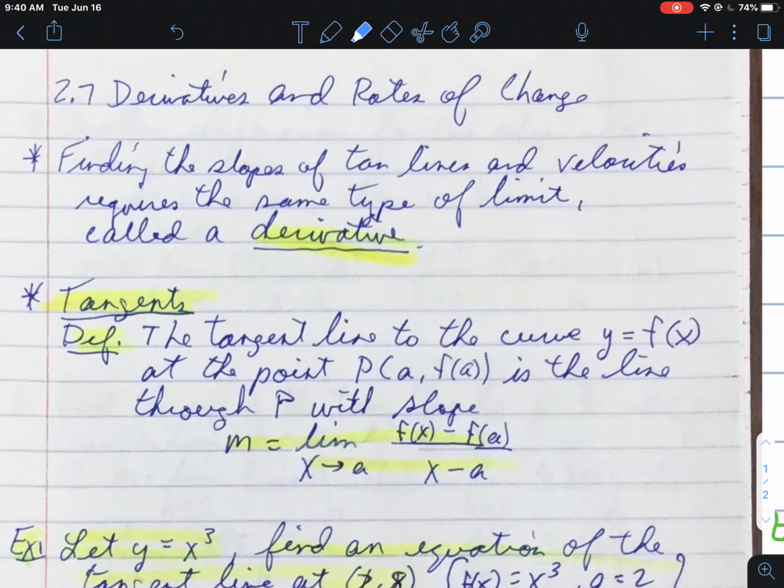So our tangent definition, we've got that the tangent line to the curve y equals f of x at the point P, coordinates a, f of a, is the line through that point P whose slope is given by the limit as x approaches a of f of x minus f of a over x minus a. So whatever all that means.